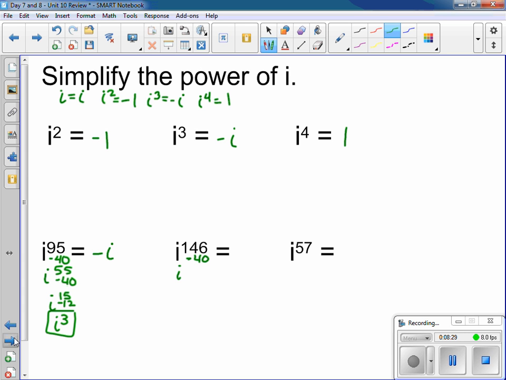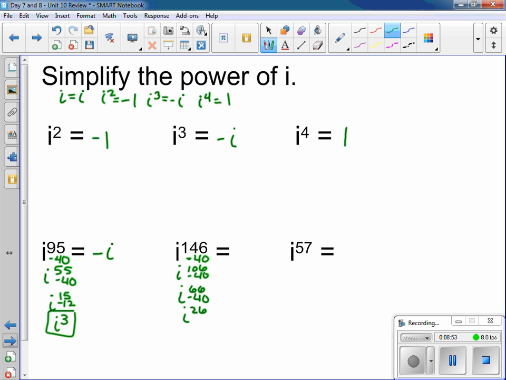So I'm going to subtract off 40. I'm left with i to the 106. And I'm just going to keep subtracting 40. And the reason I picked 40 is because I know 100% that 40 is divisible by 4. And anything that's divisible by 4 is 1 because it's just a cycle. Okay, so it's i to the 66. I can subtract off another power of 40 and I'm left with i to the 26.